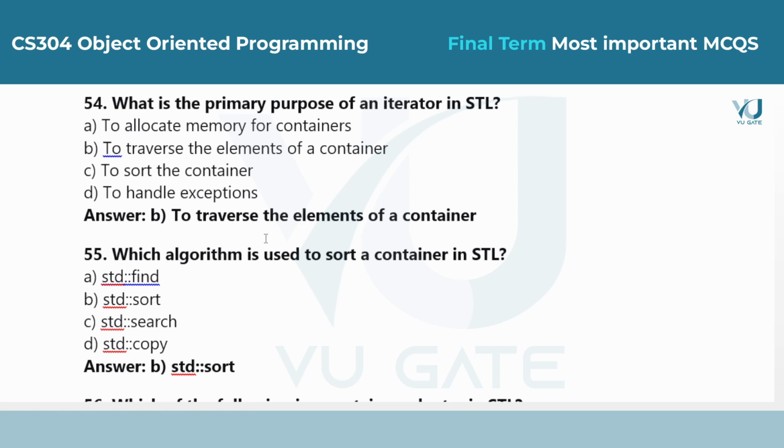Q55. Which algorithm is used to sort a container in STL? Answer: B. std::sort.